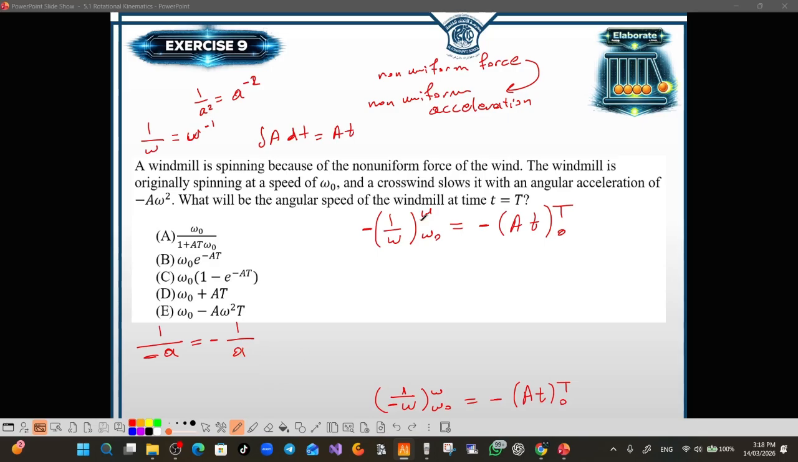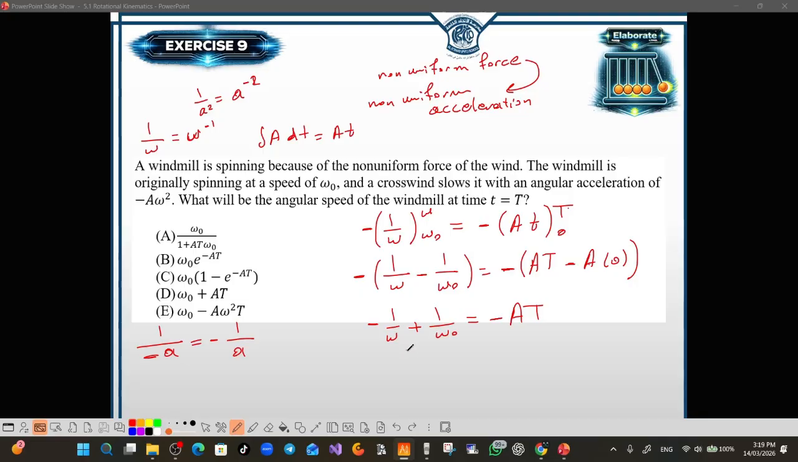Now we complete the integration. We substitute omega here and then minus omega 0. So minus outside, 1 over omega, the final speed, minus 1 over omega 0 equals, we substitute capital T first, minus, we substitute 0. Now we distribute the minus inside: minus 1 over omega plus 1 over omega 0 equals minus a t. And a times 0 is 0. We're almost done.